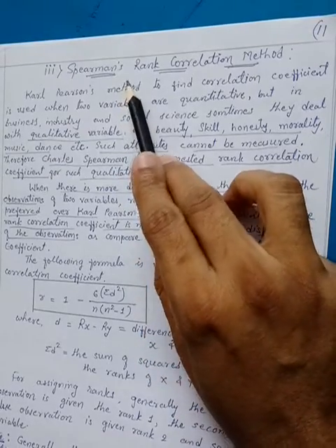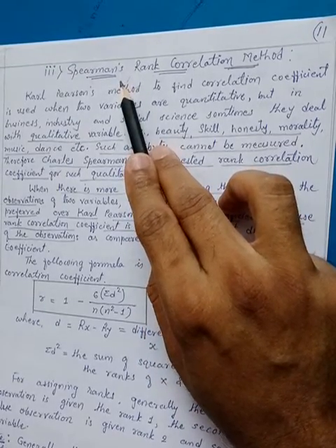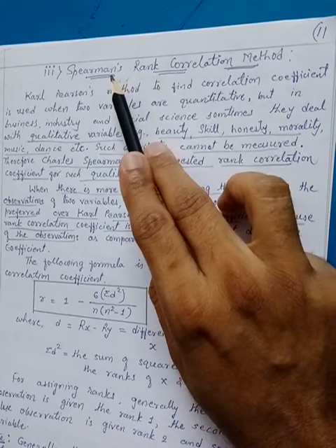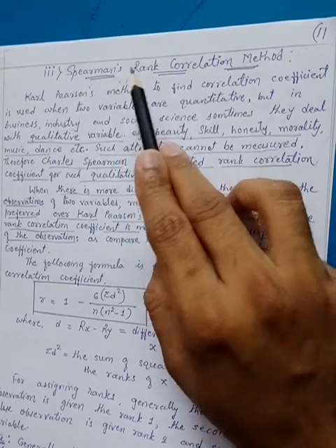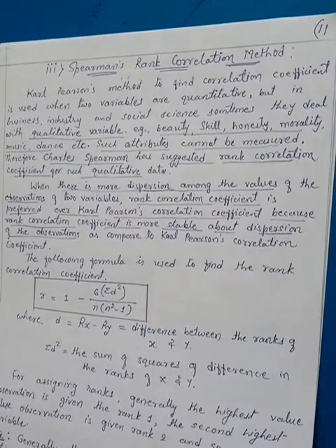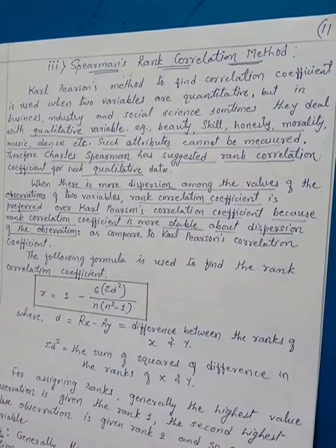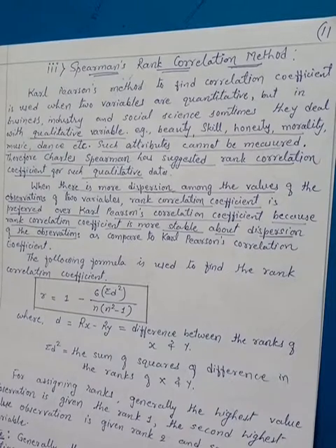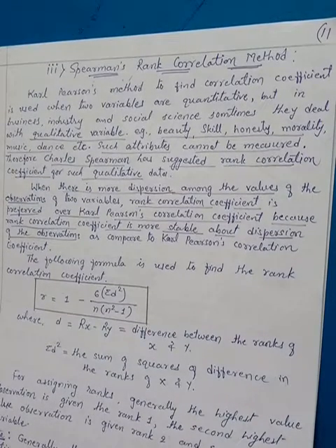This method was given by another statistician, Charles Spearman, which is why it is named Spearman's rank correlation method. Now, under what circumstances was it given by him, and why can we not use Karl Pearson's method here? So we'll first discuss some points about Karl Pearson's method.